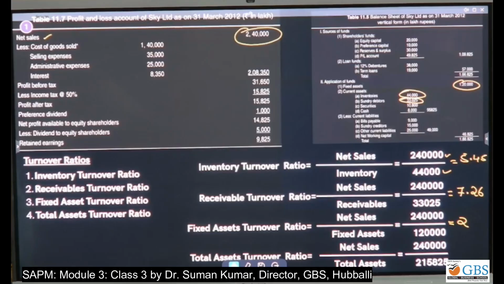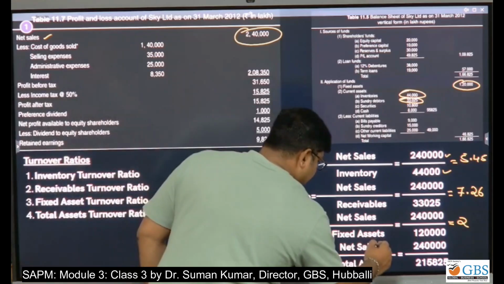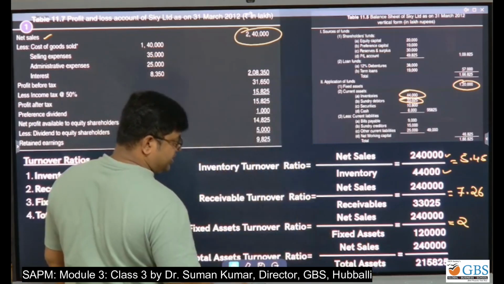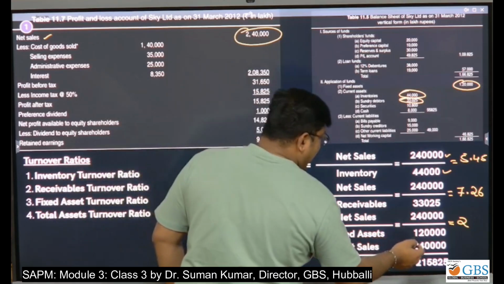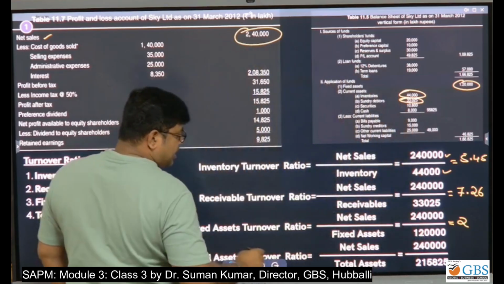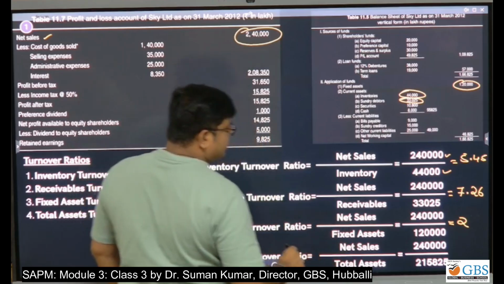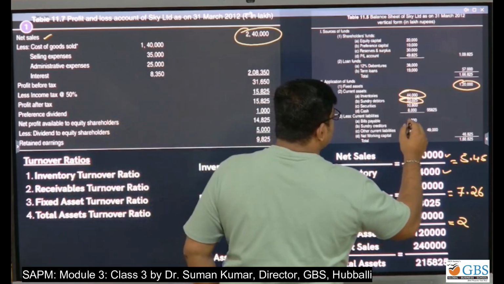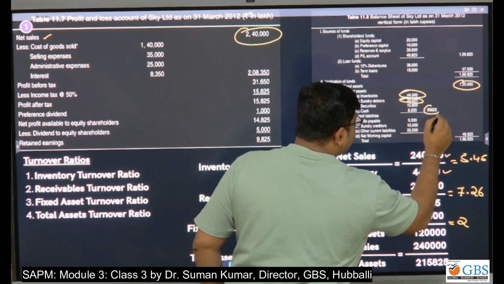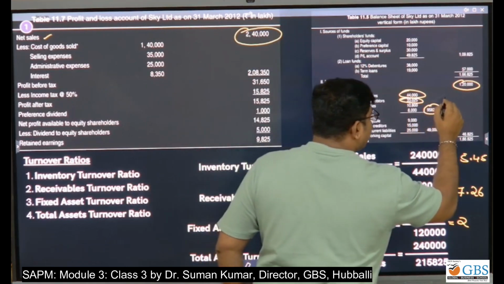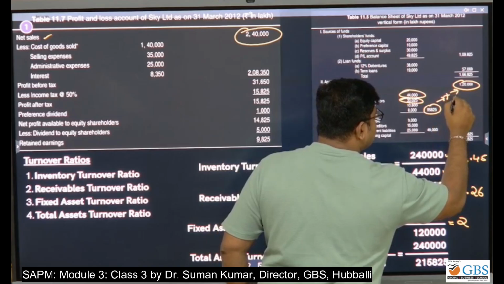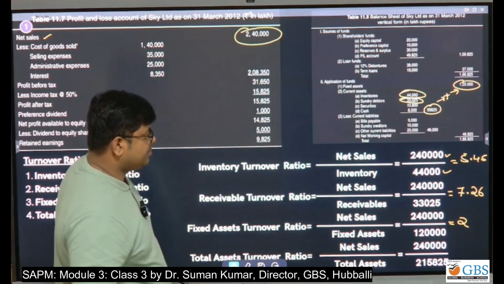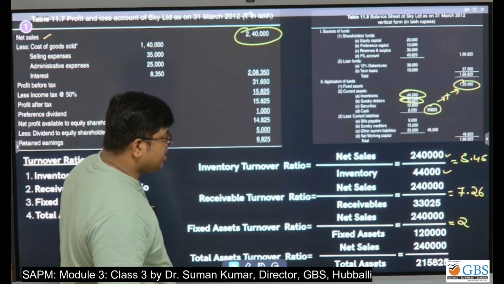Okay, last one in this, the total asset turnover ratio, that is net sales divided by total assets, overall total assets. So net sales is 2,40,000, we know that, correct? Total assets. So how to find the total assets? Yes, current assets plus fixed assets: 95,825 plus 1,20,000, that is 2,15,825. So what is the answer?